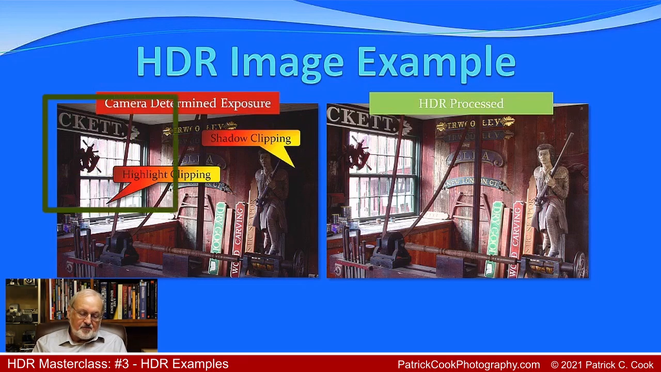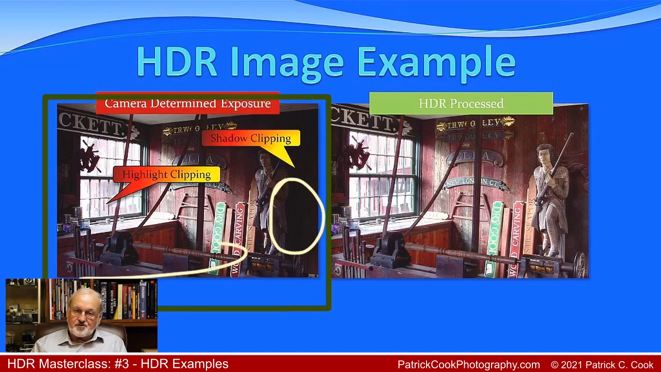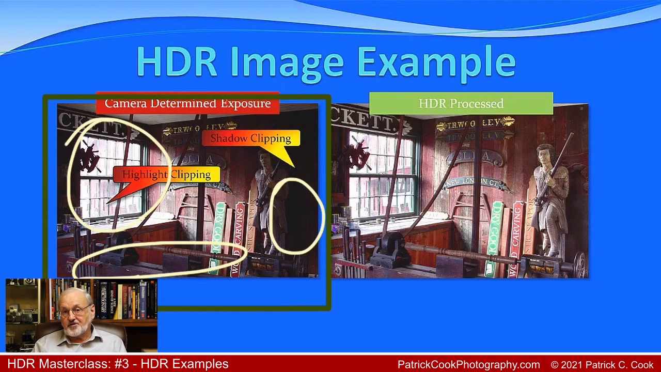So here's an image, and this is a single frame image. And you'll notice here that there's an awful lot of darks and shadow areas, primarily because the camera is metering on the intense light coming in through the window.